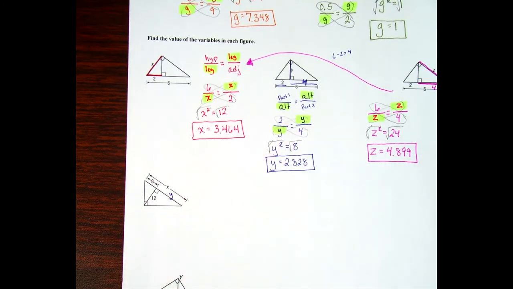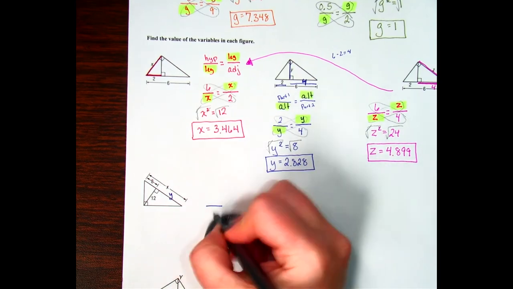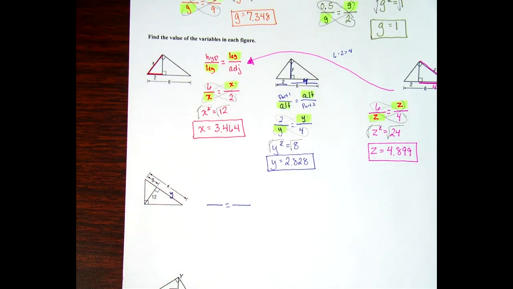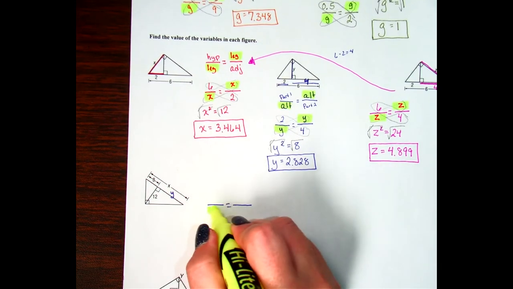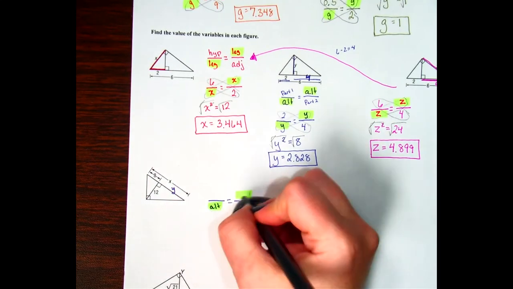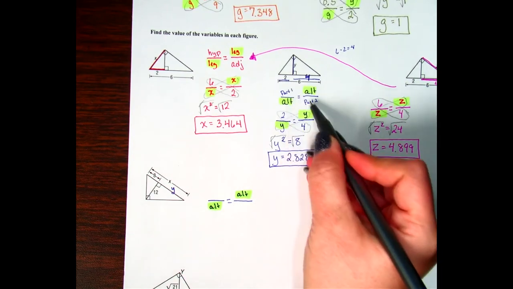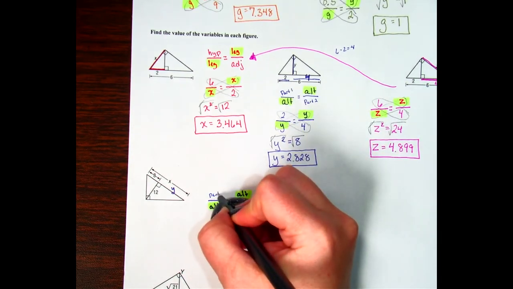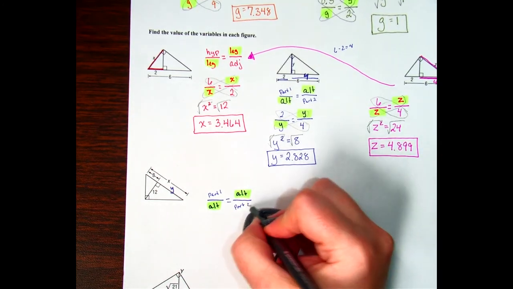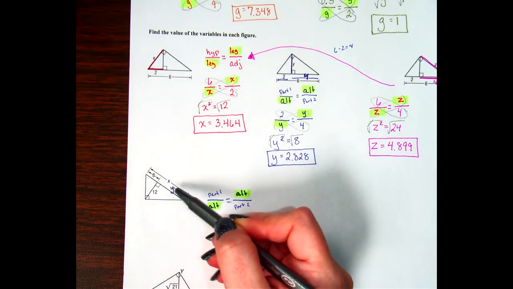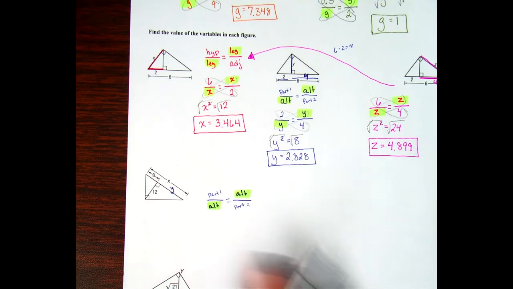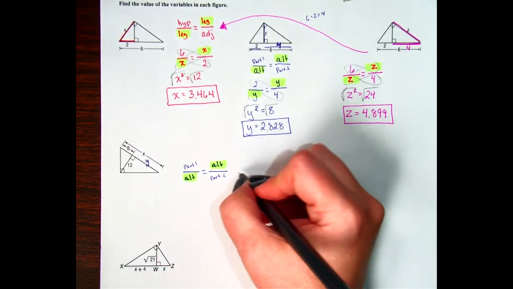That says the altitude is the geometric mean between the two parts of the hypotenuse. So my altitude goes here and here. And it's the geometric mean between the two parts, part 1 and part 2 of the hypotenuse. And it doesn't matter which one you call part 1 and part 2. I could say this is 1 and this is 2, or I could say this is 1 and this is 2, because you're just going to end up multiplying them together when you cross multiply. Okay? So let's fill this in.